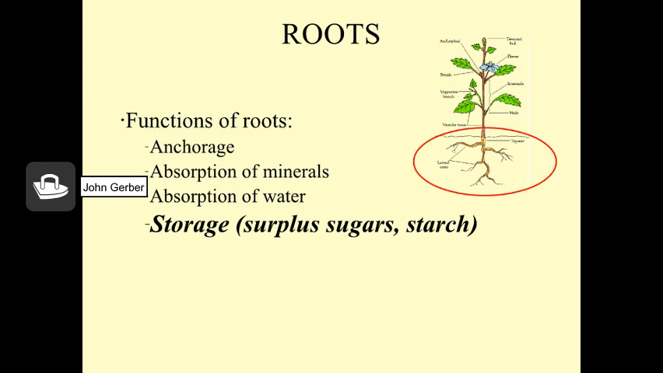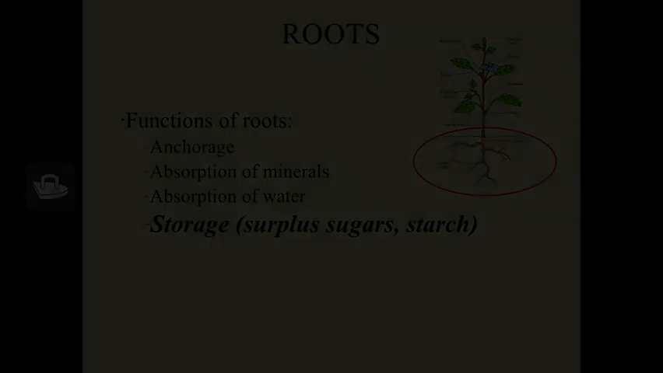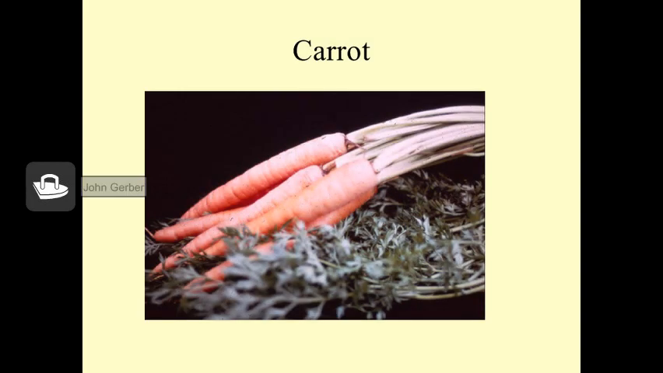And the fourth function of roots is storage. Carrots store sugars and carbohydrates so it can produce seeds and reproduce itself the following year. Humans kind of steal these carbohydrates when we harvest a carrot.